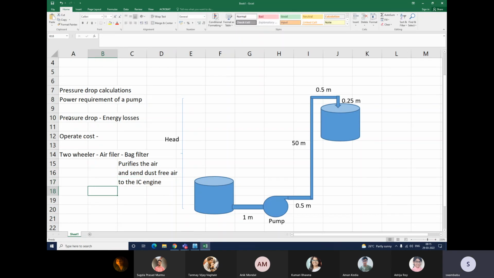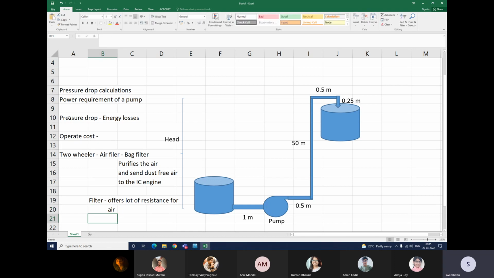Now suppose, let's say you haven't cleaned this bag filter for a long time. So what happens if you don't clean the bag filter for a long time? The bag filter gets choked. Now the choked filter offers a lot of resistance for the fluid to flow, a lot of resistance for the air to flow.